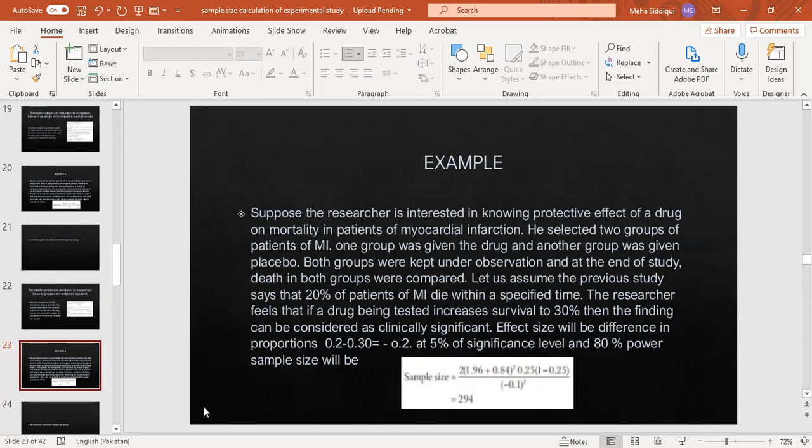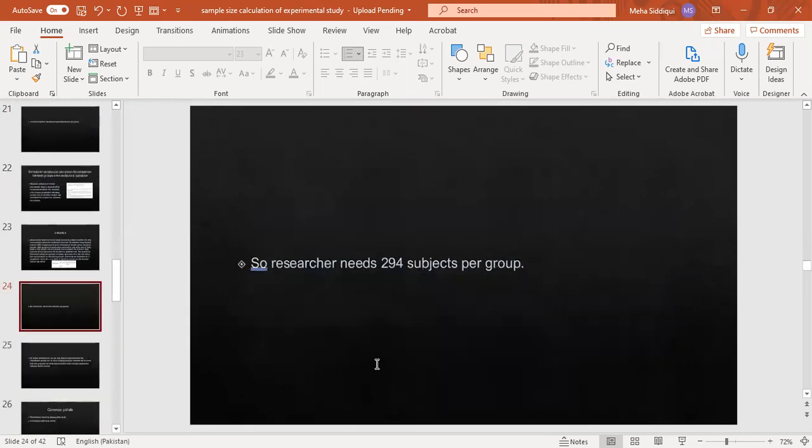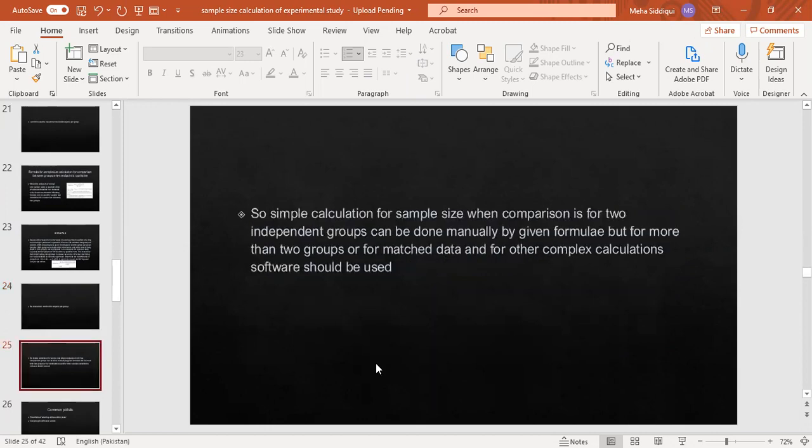then the finding can be considered as clinically significant. Effect size will be the difference in proportions, that is 0.2 minus 0.3, it is 0.1, at 5% significance level and 80% power. So applying all the values that are given in this scenario in the formula, we will get the value of 294. The researcher needs 294 subjects per group. So sample size calculation when comparison is for two independent groups can be done manually by the given formula, but for more than two groups or for matched data and for other complex calculations, software should be used.